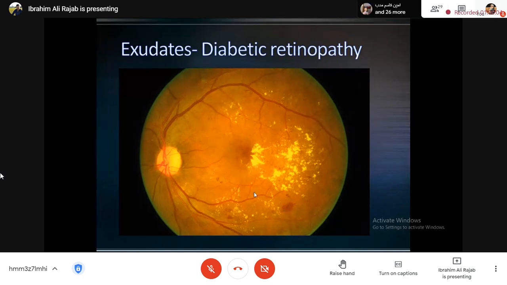And we have another hemorrhage here scattered like dots. So this is called dot and blot hemorrhage. So we have dot blot hemorrhage and flame-shaped hemorrhage. So if you see exudate, dot blot hemorrhage, and flame-shaped hemorrhage, this is mostly a case of diabetic retinopathy.